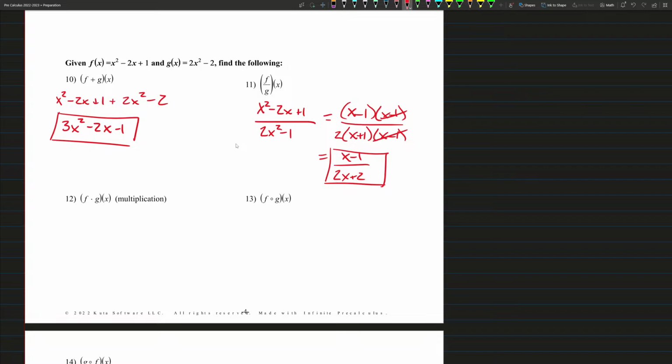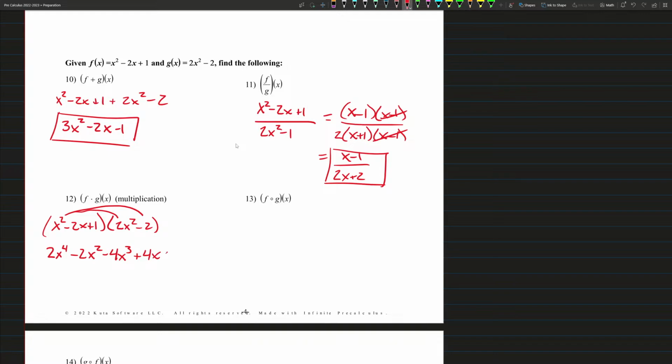Number 12, we're multiplying those two functions together. So this is x squared minus 2x plus 1 times 2x squared minus 2. This is just FOIL, basically. X squared times 2x squared is 2x to the fourth. X squared times negative 2 is minus 2x squared. Then we do that for all the other terms. Negative 2x times 2x squared is negative 4x cubed, and negative 2x times negative 2 is plus 4x.